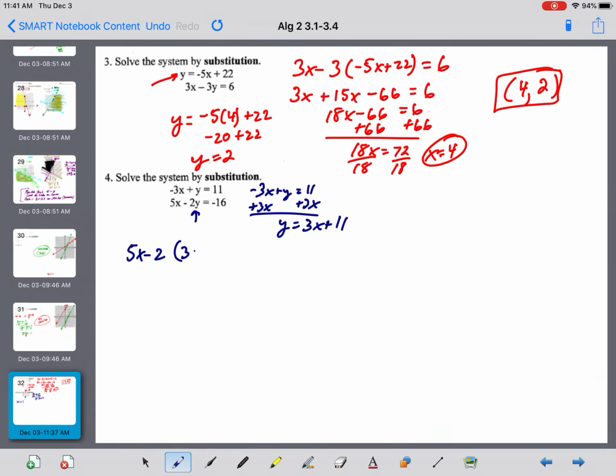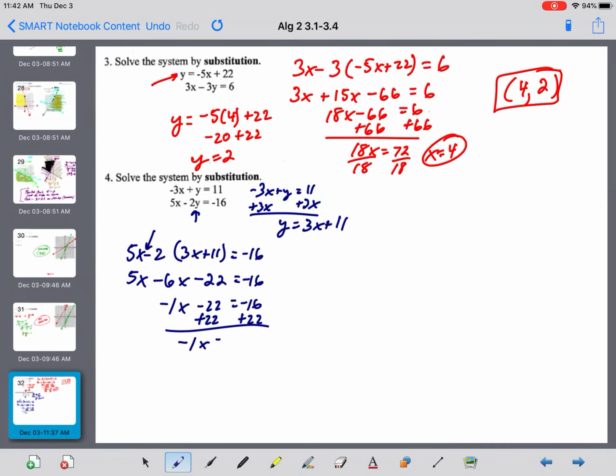So we're going to write 5x minus 2 times (3x plus 11) equals negative 16. So again, we are distributing a negative 2, so it's going to be negative 6x minus 22, because of this negative right here in front of the 2, equals negative 16. So this is going to be negative 1x minus 22. And we're going to add 22 to both sides. We're going to get negative 1x is equal to positive 6. Then when you divide by negative 1, x is equal to negative 6.